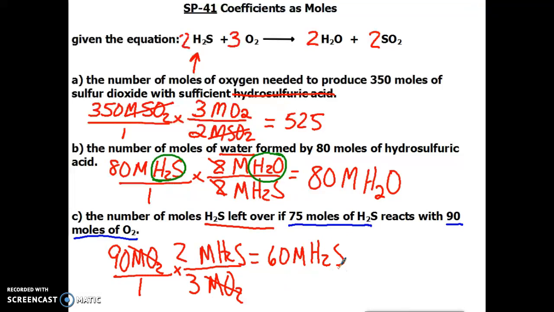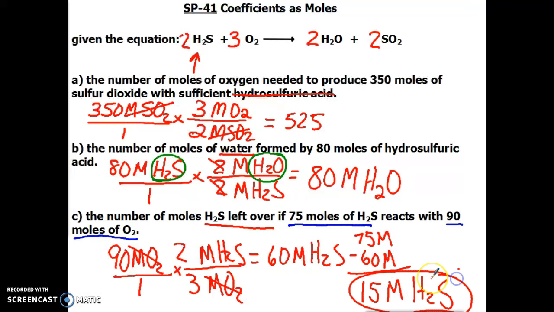Now that's not my final answer. The question asks the number of H2S left over. Well, I started with 75 moles. I should have used 60 moles. So with some simple subtraction, I have 15 moles of H2S left over. There you have it. Just a simple mole-to-mole ratio problem.